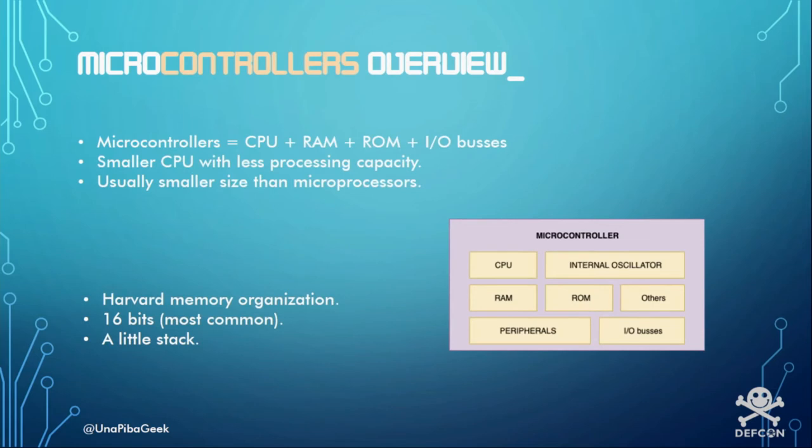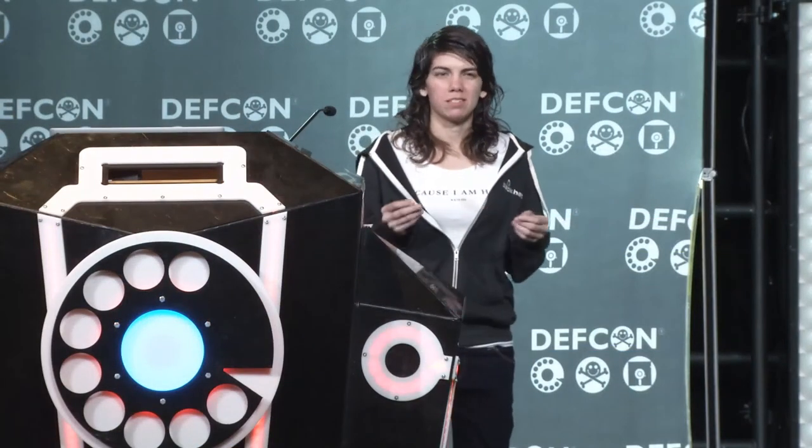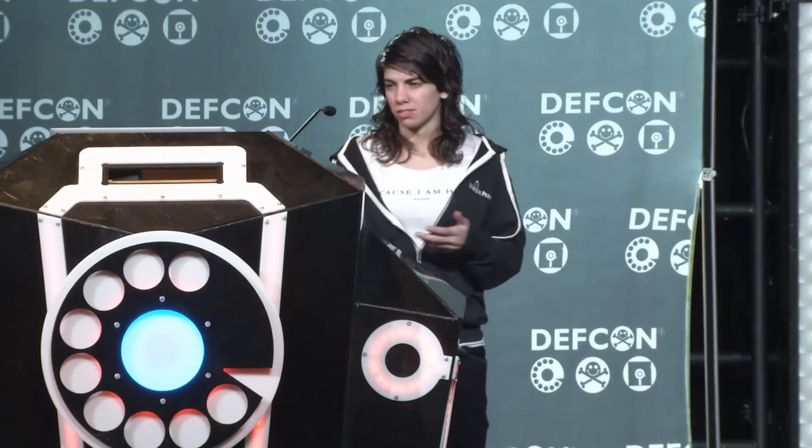And on the other hand, we have microcontrollers. They have a little CPU inside and all the necessary components to get it working. I mean, inside a microcontroller, we have the CPU, RAM, ROM, input and output buses, as well as other peripherals. The fact that microcontrollers put it all together in a very tiny space gives them less processing capacity and makes them slower than microprocessors.